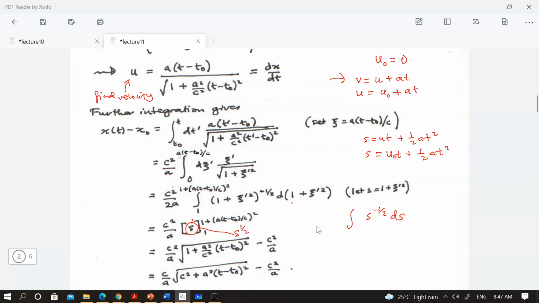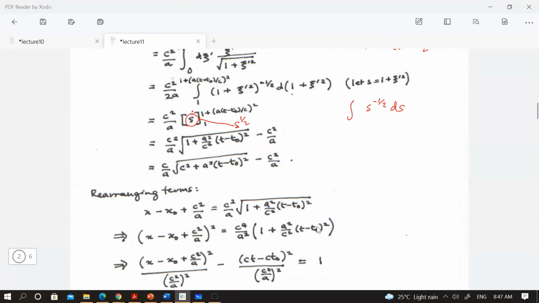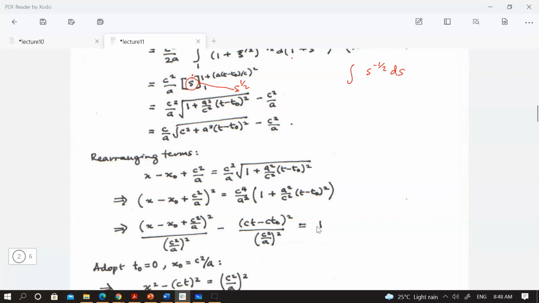So s to the half evaluated at 1 and 1 plus at minus t naught over c squared will give you this quantity. You can re-express it in this way if you want to. But the more important thing is to rearrange it in this particular form, where I bring this term to the other side and leave the square root term on the right hand side. Then I can get rid of the square root by squaring, and I can rewrite everything as an equation in the form of a hyperbola.